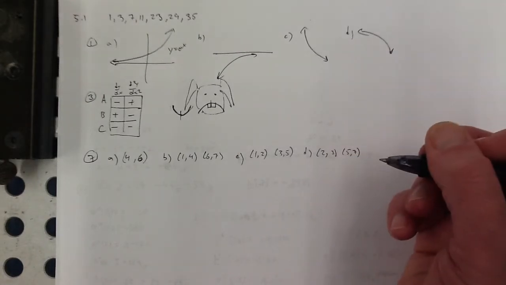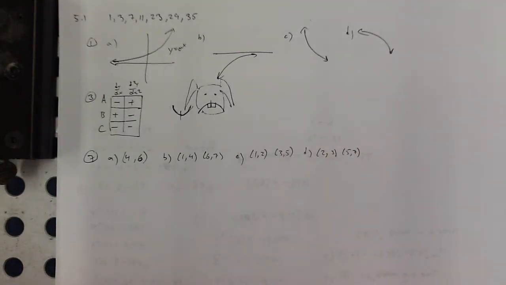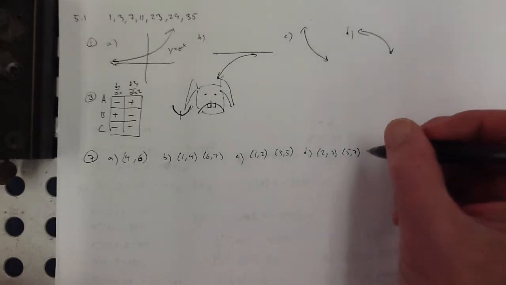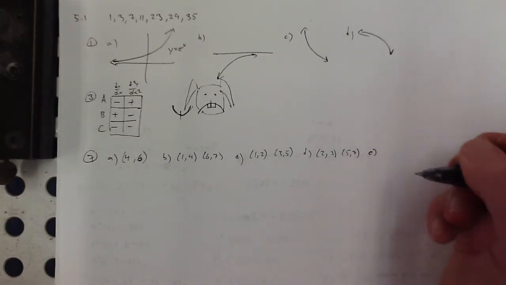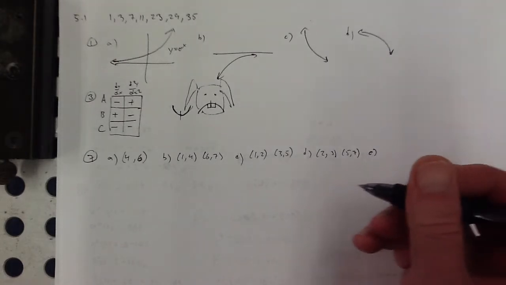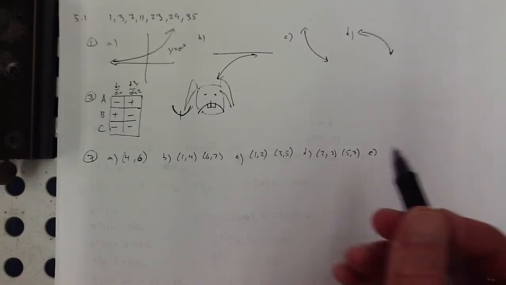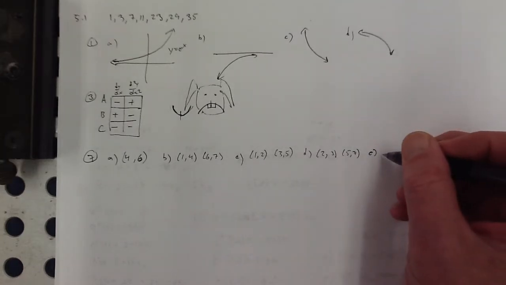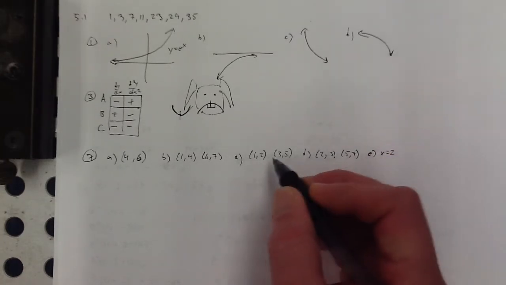That's some frowny parts. And then find all values of x at which f has an inflection point. The definition of an inflection point is where the sign of the second derivative changes. In other words, where it goes from concave up to concave down. That happens at x equals 2.